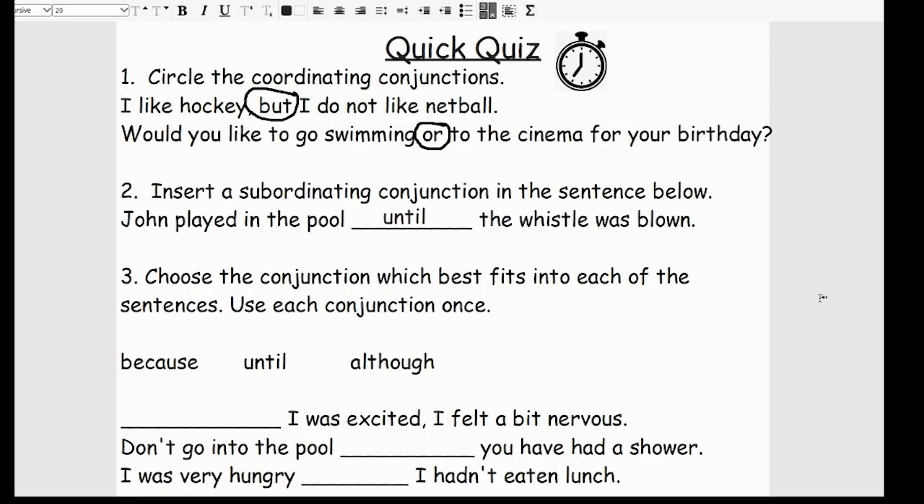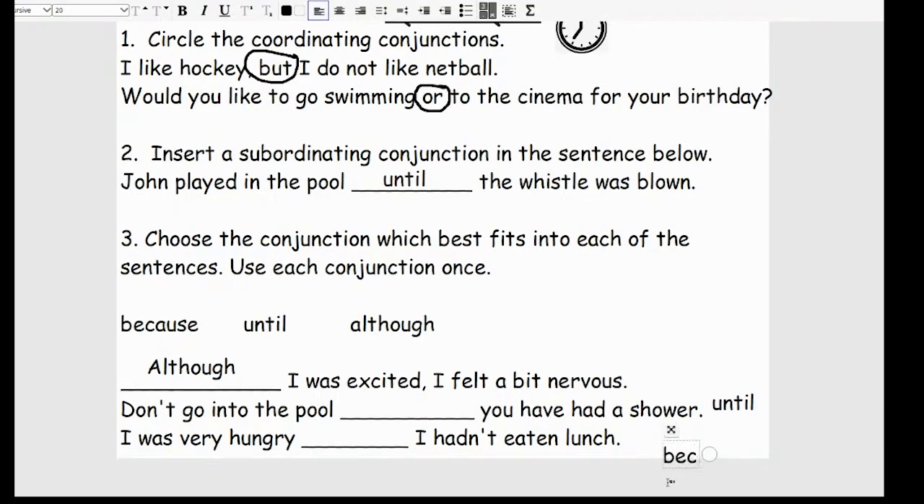Choose the conjunction which best fits each of the sentences. Use each conjunction once. So, something I was excited, I felt a bit nervous. I'm going to put although in my first box there. Don't go into the pool until you have had a shower. And I was hungry because I hadn't eaten lunch.